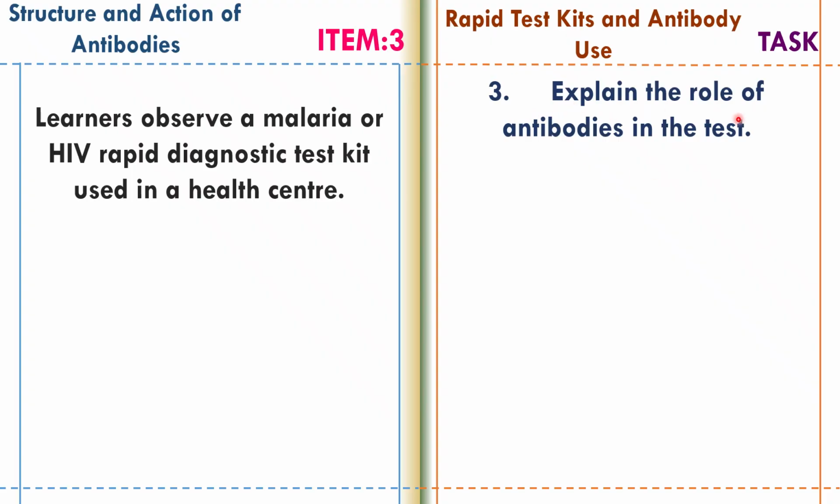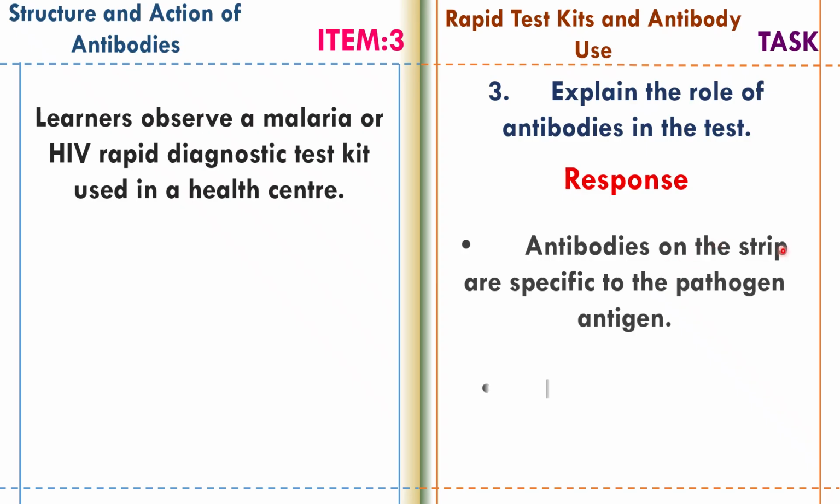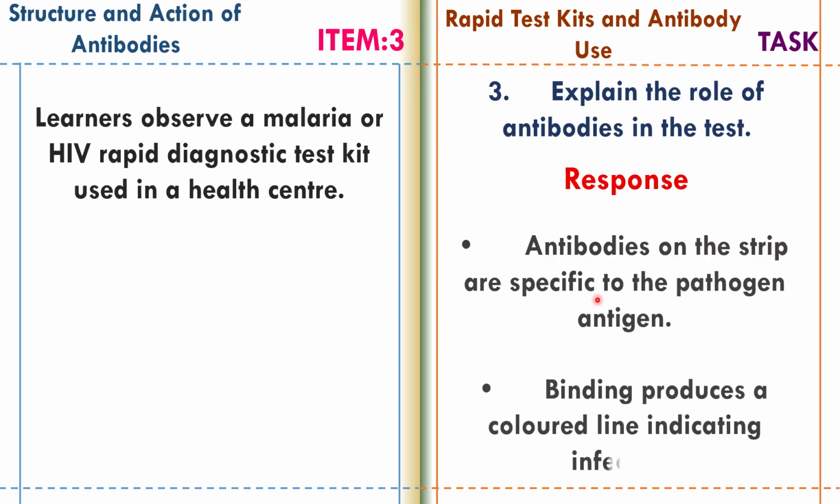Explain the role of antibodies in the test. Antibodies on the strip are specific to the pathogen antigen, and binding produces a colored line indicating infection.